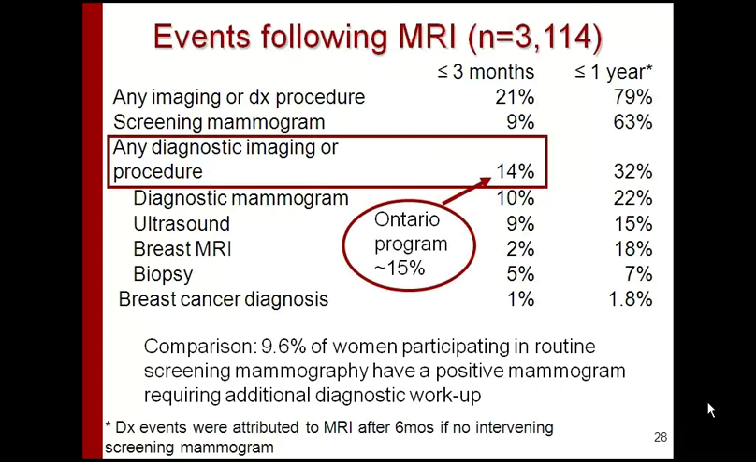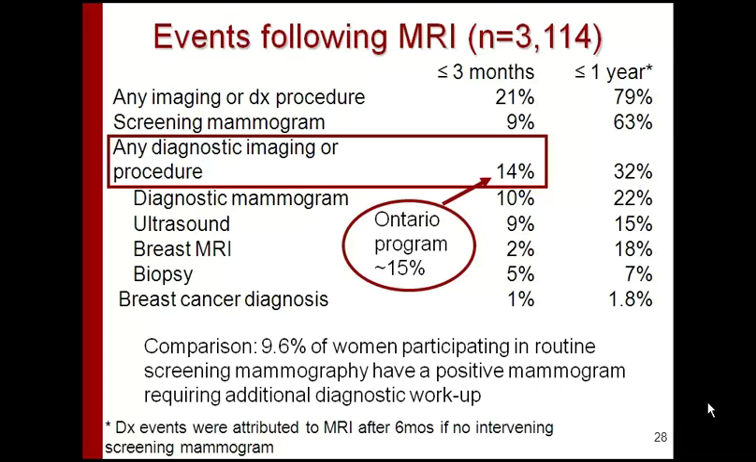The comparable statistic that was reported by the Ontario High Risk program is about 15% recall, but I think these numbers may not be comparable, in the sense that 15% may be really okay if your population is super high risk and you're detecting more cancers. If it's lower risk and the majority are false positives, then it may not be as good.